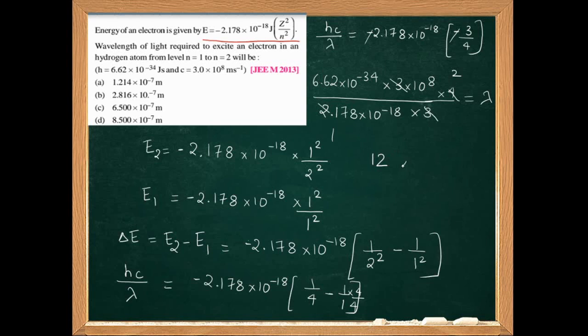And 12 into 10 to the power minus 34 plus 18 plus 8. So this is what I have to solve. So this will give us 10 to the power, so if I solve this, minus 15 and plus 6. So this will give us minus 7. So 12 into 10 to the power minus 7. So this is what we get in the final.